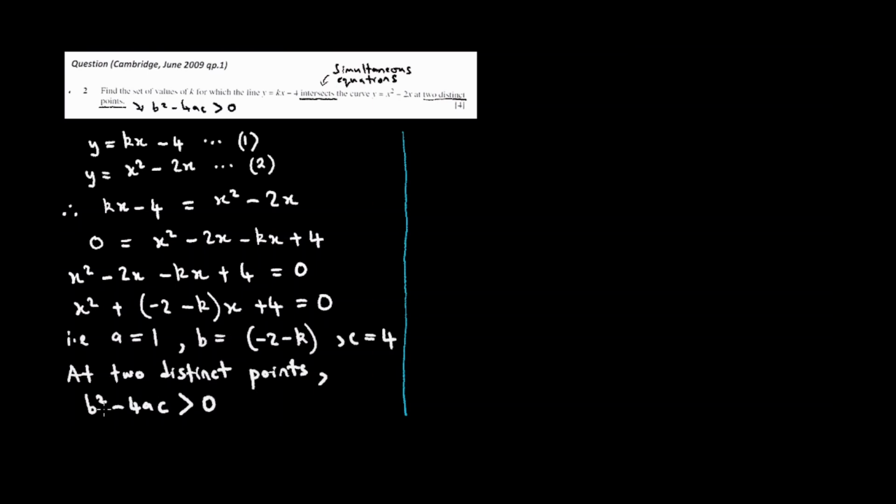So here we say at 2 distinct points, b squared minus 4ac is going to be greater than 0. That means, what is b? B is minus 2 minus k. So minus 2 minus k squared, and then it's b squared minus 4ac, so it's minus 4 multiplying. What is a? 1. And what is c? 4. What should this be? Greater than 0. Like this. So here we want to solve this.